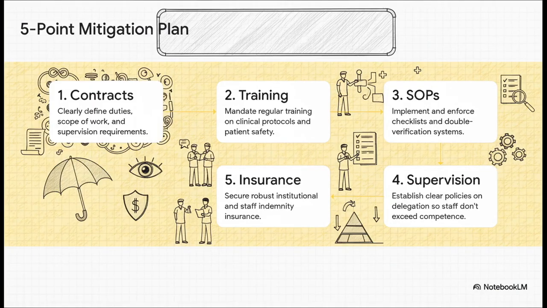Your best defense is always a multi-layered system. It all starts with crystal clear contracts that define everyone's roles and limitations. Then it demands relentless, regular training on everything from clinical protocols to patient communication. You have to implement and actually enforce standard operating procedures, SOPs, to minimize human error. Crucially, you need clear policies on supervision so no one works outside their competence. And last but not least, robust indemnity insurance is your non-negotiable safety net.